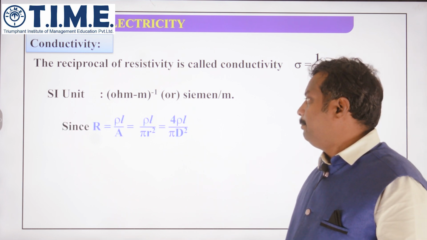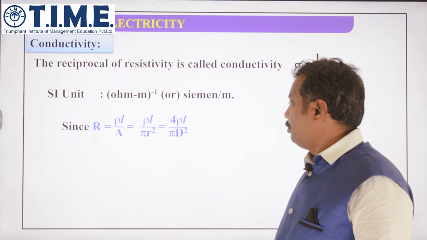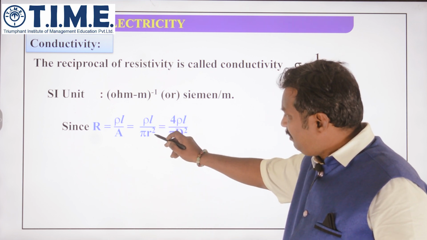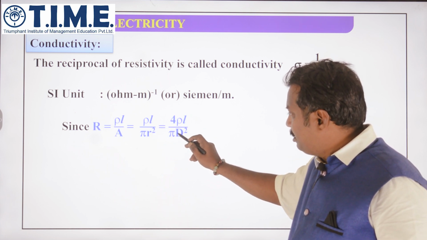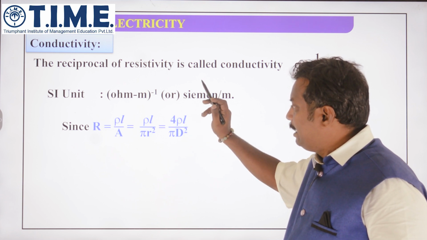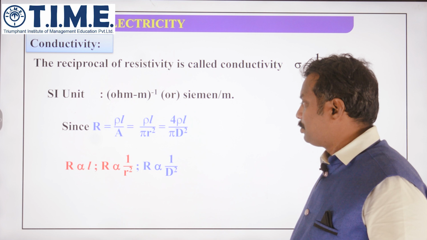R is equal to rho L by A, so we write rho L by pi R square. Then again, if they give the diameter instead of the radius, we take R as d by 2. So R square becomes d square by 2 square, that is 4, which goes up. So it is 4 rho L divided by pi d square.